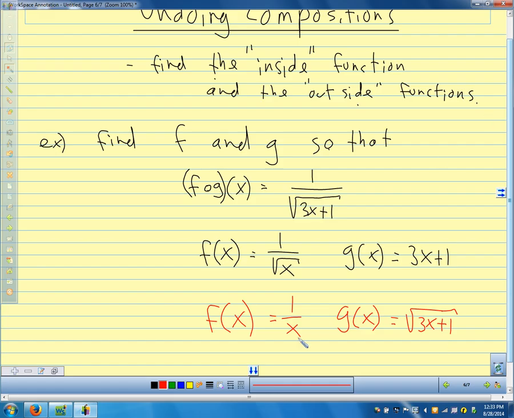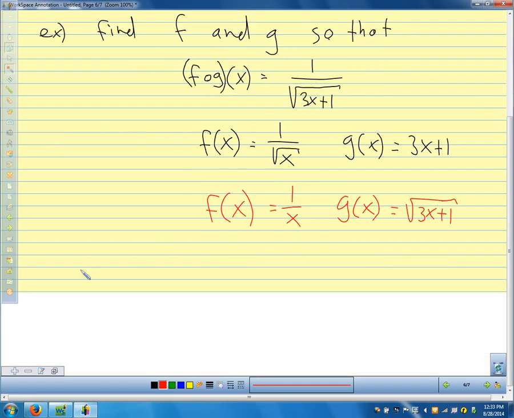Let's look at one other that's a little tricky. I kind of like this next one. Same thing, find f and g. So f of g, we have to be a little trickier with this one, equals x plus 1 squared minus x minus 1. And we want to find f and g.